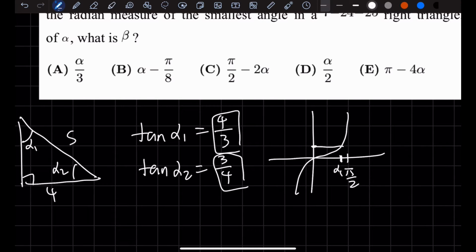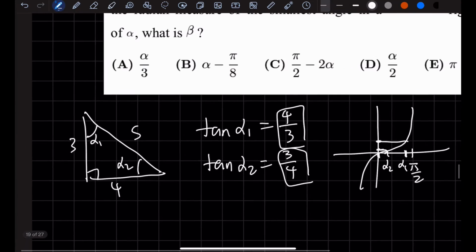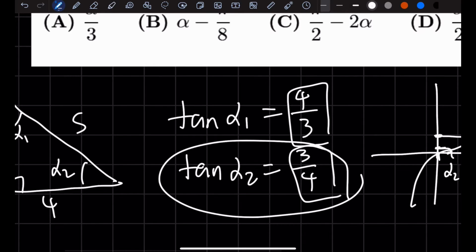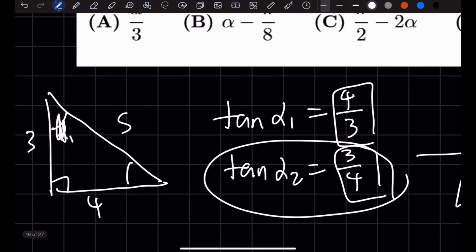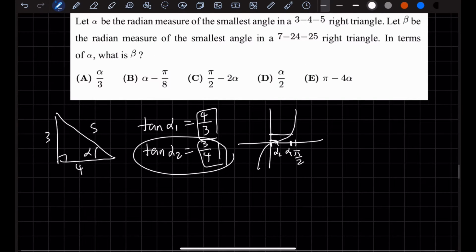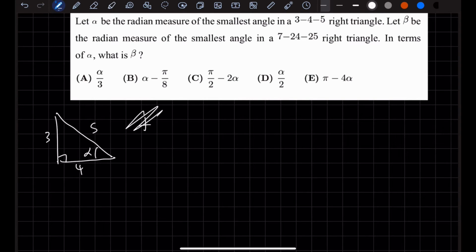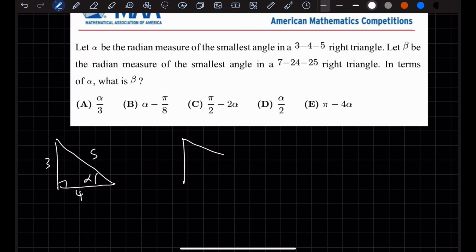So alpha 1 is probably going to be closer to pi over 2, and alpha 2 will probably be closer to 0, so it has a smaller y-axis. That means alpha has to be alpha 2 right here. So we know that the real alpha here would be this one, that angle. Okay, so by similar analysis, we could figure out for the 7, 24, 25 triangle, beta would have to be this one right here. So now in terms of alpha, what is beta?